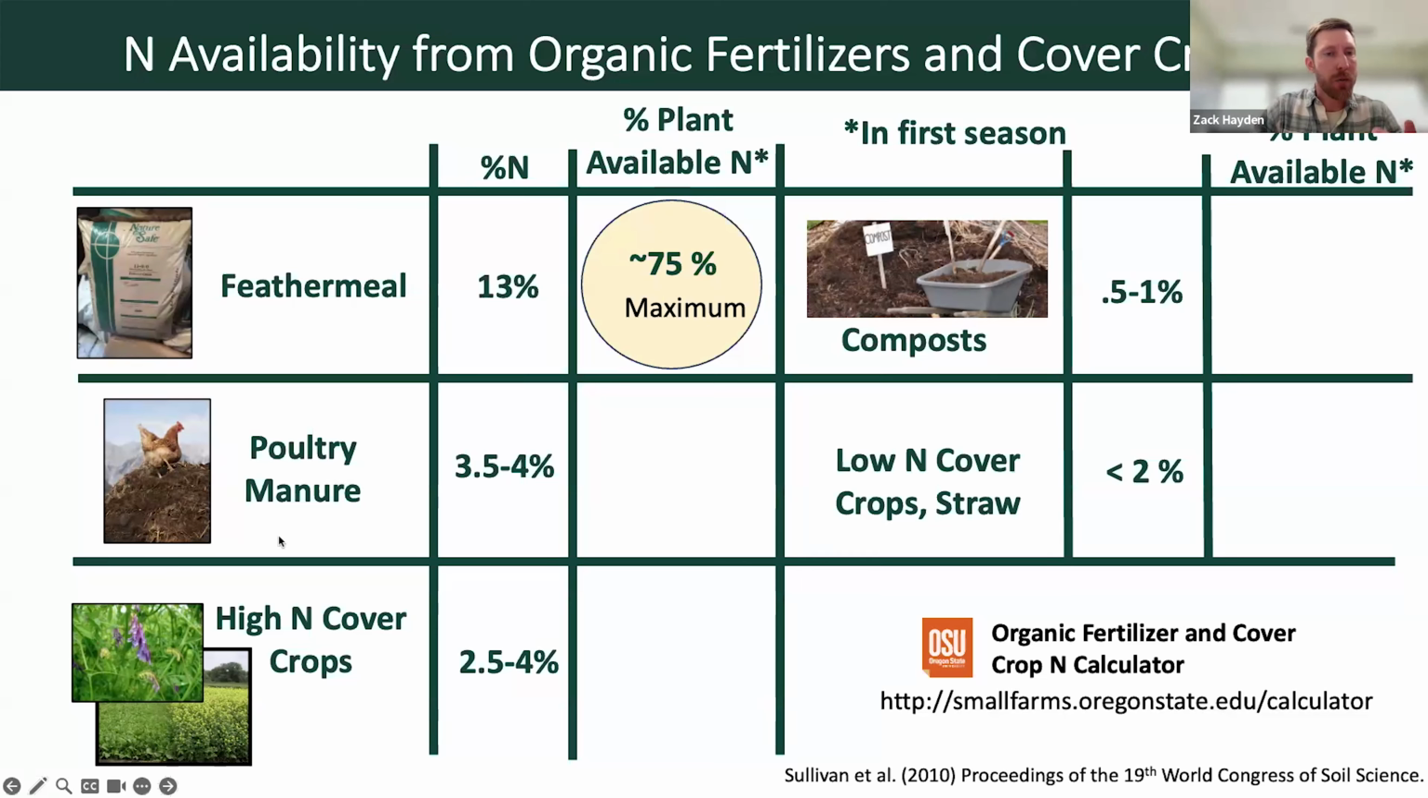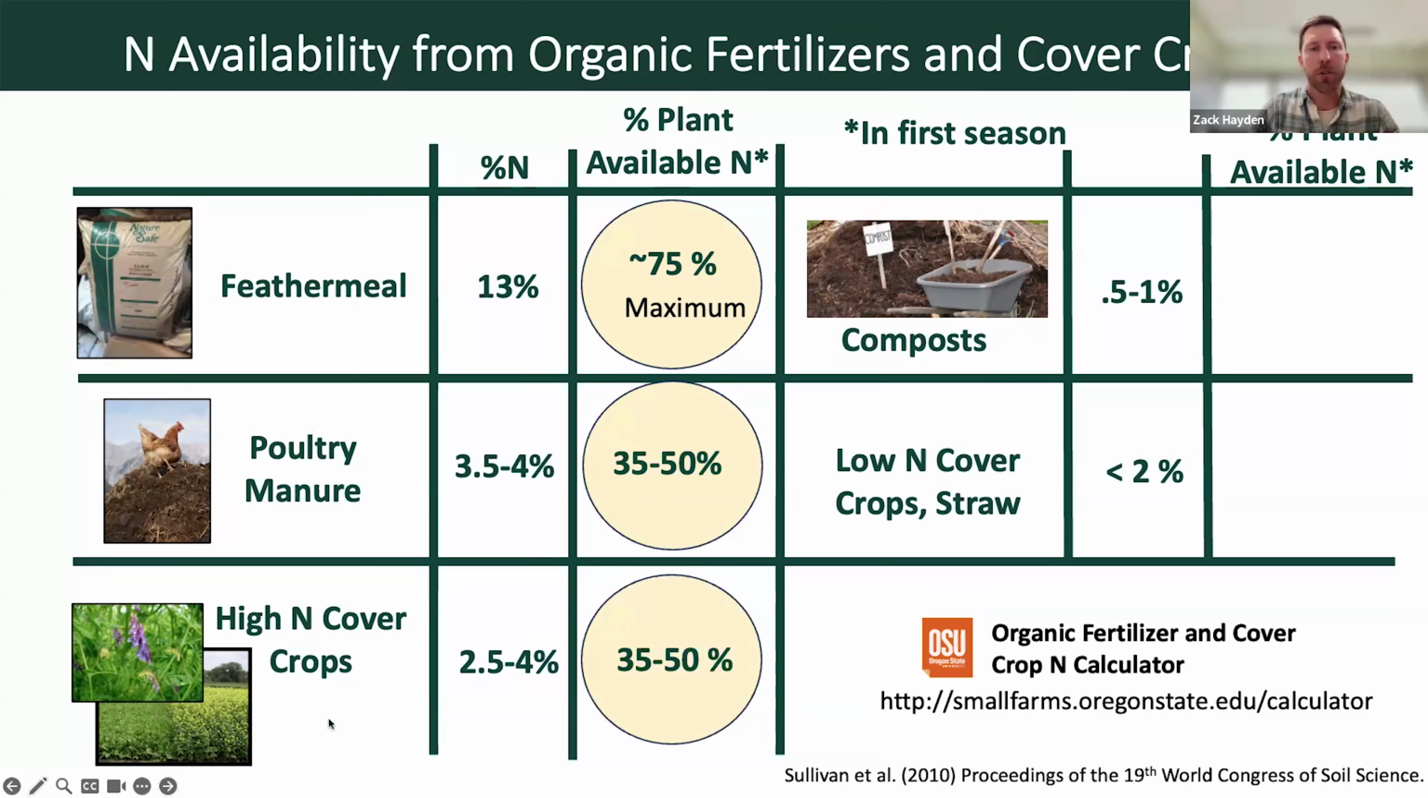Then we have things like raw manures. So poultry manure. This might be 3.5 to 4% nitrogen. There you can expect about 35 to 50% of that to become available. And it's similar for high nitrogen cover crops like legume cover crops or brassica cover crops, for example. You can also expect, in that range, between 30 to 50% of that nitrogen to become available.